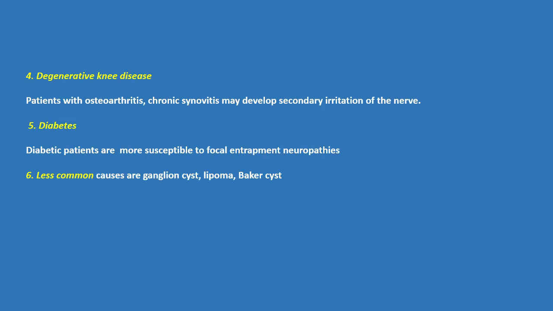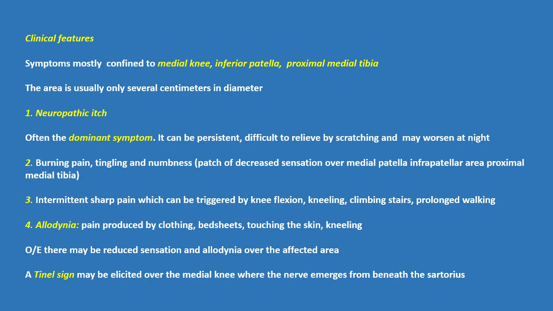Number 4, degenerative knee disease. Patients with osteoarthritis and chronic synovitis may develop secondary irritation of the nerve. Number 5, diabetes. Diabetic patients are most susceptible to focal neuropathies. 6, less common causes are ganglion cyst, lipoma, or Baker cyst. Clinical features. Symptoms are mostly confined to medial knee, inferior patella, and proximal medial tibia. The area is only several centimeters in diameter.